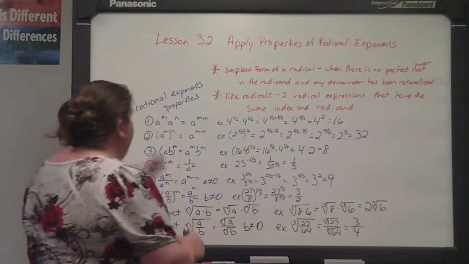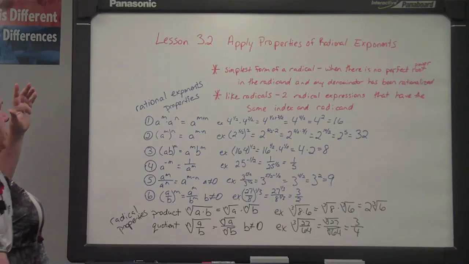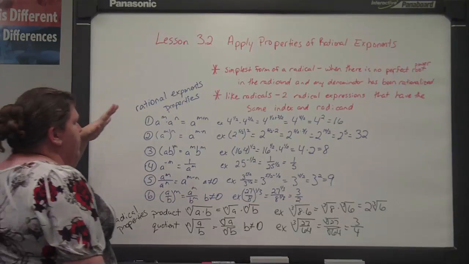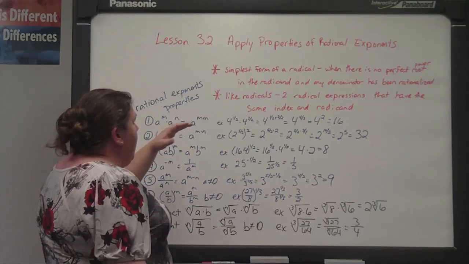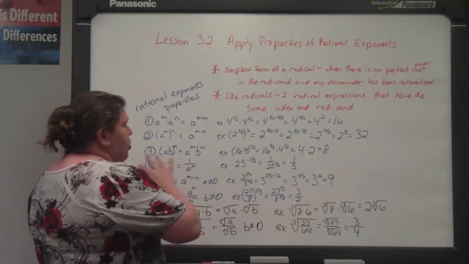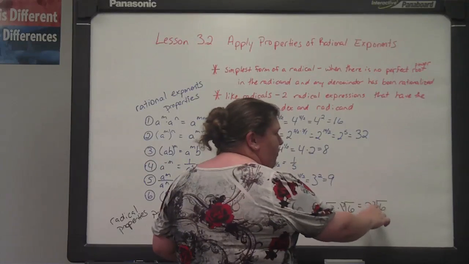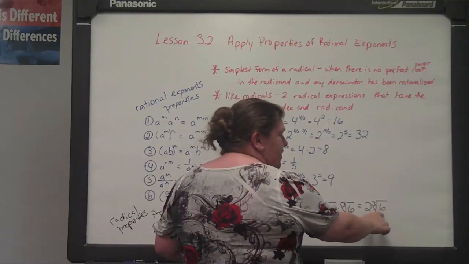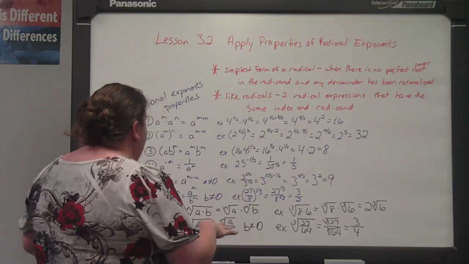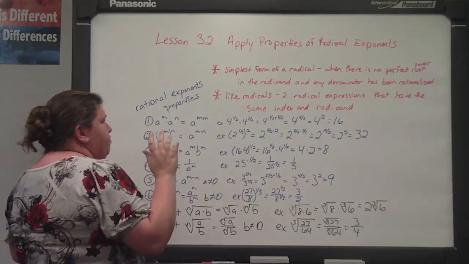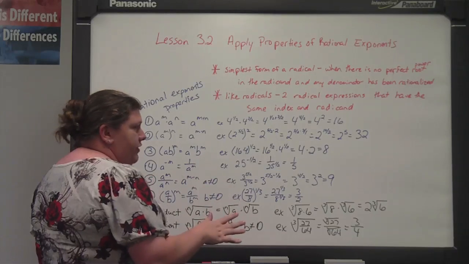And so here are all the properties that you're going to have. We have talked about the vocabulary that we're going to be looking at, which is simplest form of a radical, which means you're getting it as low as you can go, which is what I did right here, because there is no perfect cube within 6. Like radicals, again, that is if two radical expressions have the same index and radicand.